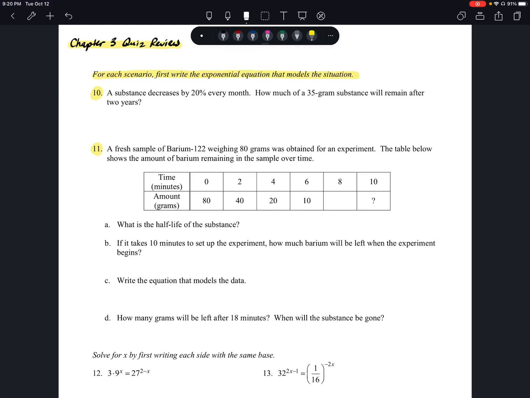This video is for problems 10 and 11 from the Chapter 3 quiz review. The directions state, for each scenario, first write the exponential equation that models the situation.